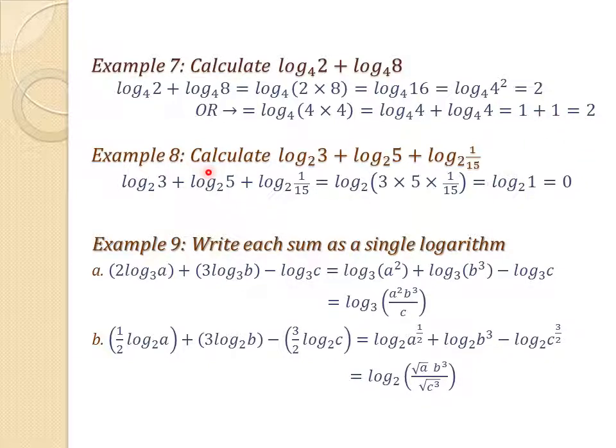In example 8, we want to calculate 3 terms, 3 logarithms. All of them are to base 2. And now again, because they are all added, we can multiply the arguments. This is the question that is given. And now logarithm base 2 for 3 times 5 times 15. We know that 3 times 5 is 15. Divide by 15. Then it's going to be logarithm 1, which equals 0.